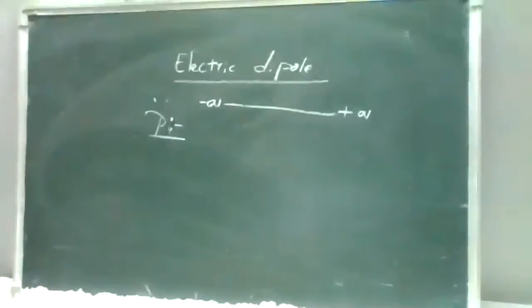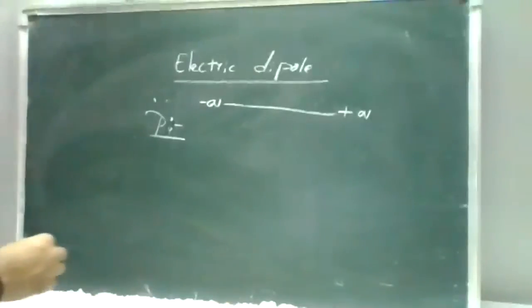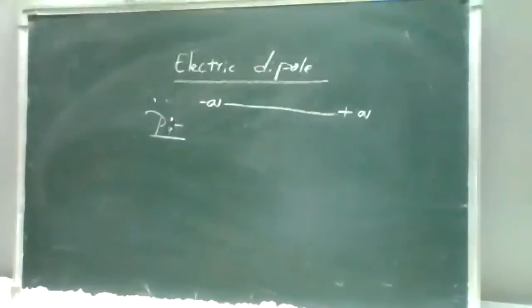Right, so we'll start. The dipole moment of an electric dipole is a vector whose magnitude is either charge times the separation between the two opposite charges.